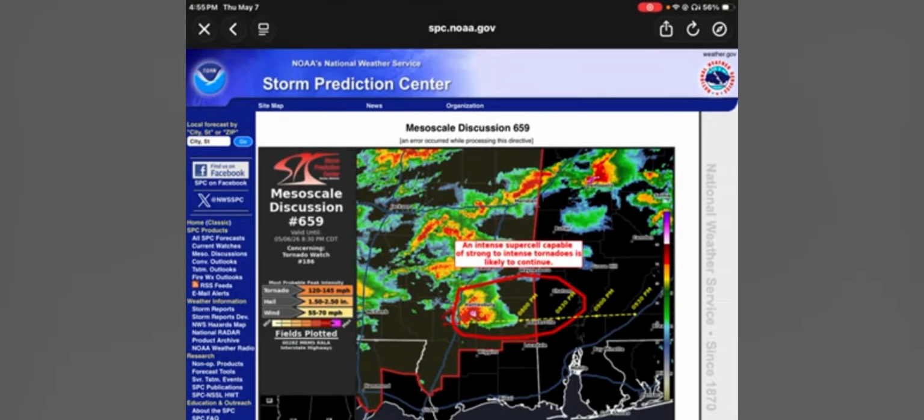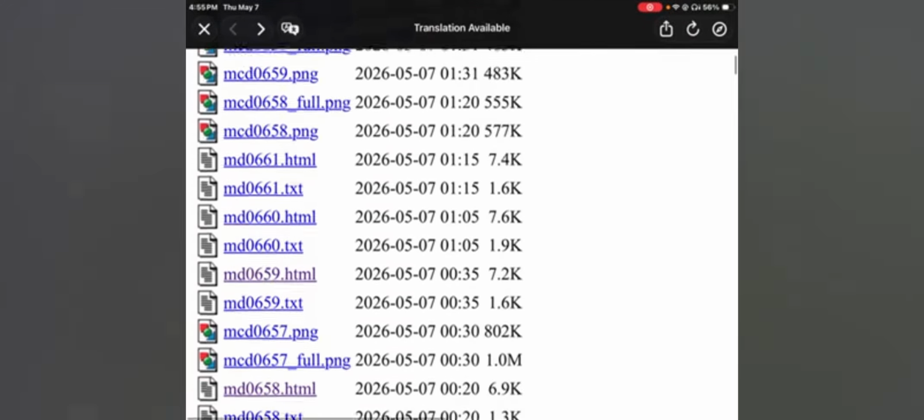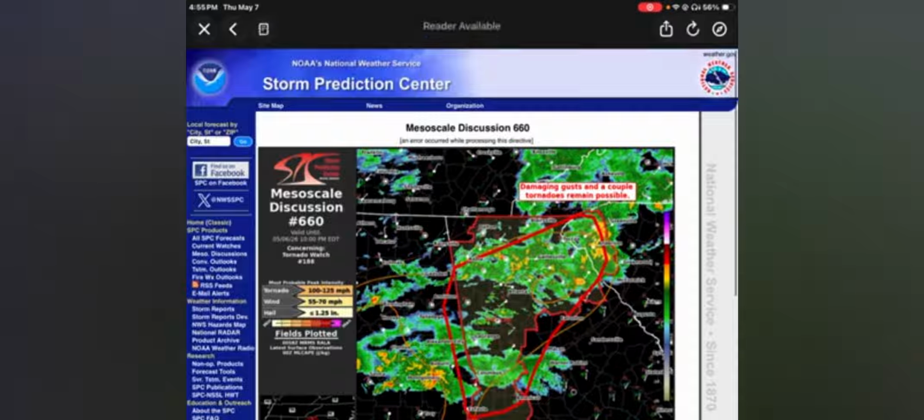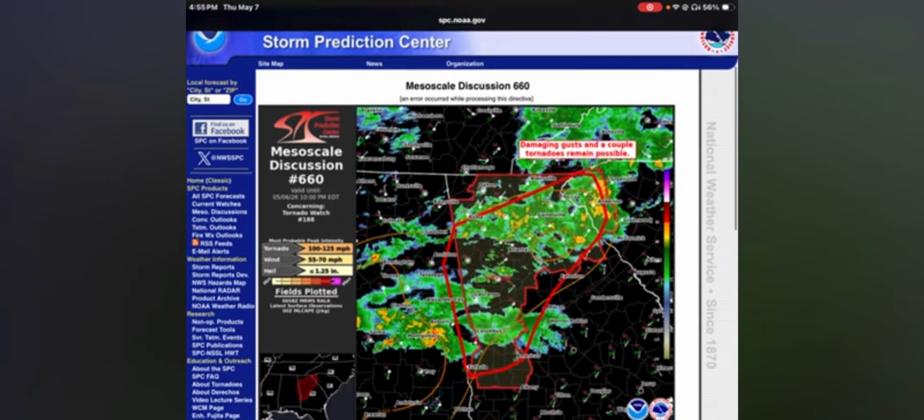So that was 659. Let's go to 660. So this was the tornado watch I was talking about for Georgia and South Carolina. Damaging gusts and a couple of tornadoes remain possible. Concerning tornado watch number 188, most probable tornado 100 to 125. Wind is 55 to 70, and hail is less than or equal to 1.25.